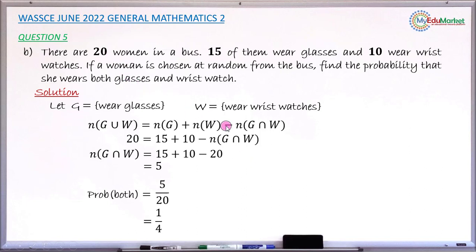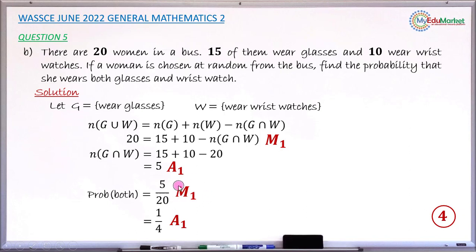So with this, I have answered this question. Let me share with you how this question is marked. The very first mark is the method 1 mark, and this method 1 mark is for substituting 20, 15 in this formula. You have this method 1 mark if that is done correctly. When you now have the number of women that wear both, you have the accuracy 1 mark if you have it exactly as 5.